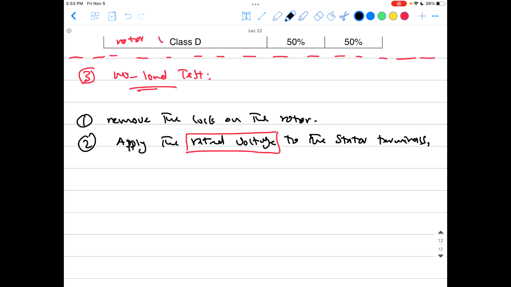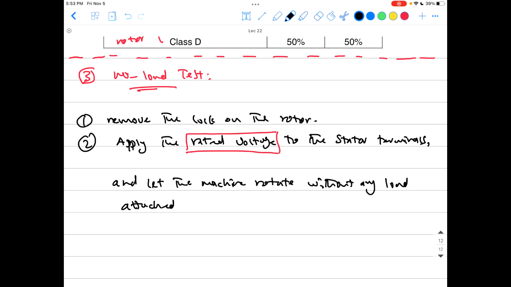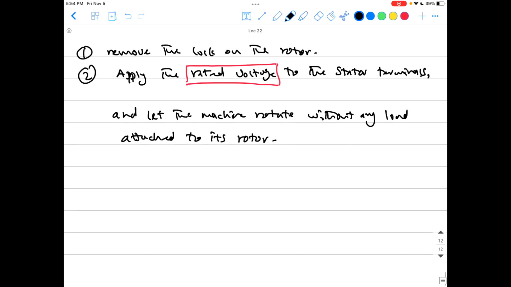And let the machine rotate without any load attached to its rotor. So if there is any load attached to the machine's shaft, you just decouple it from the machine, leave the machine alone, apply the rated voltage to it and let it run freely.